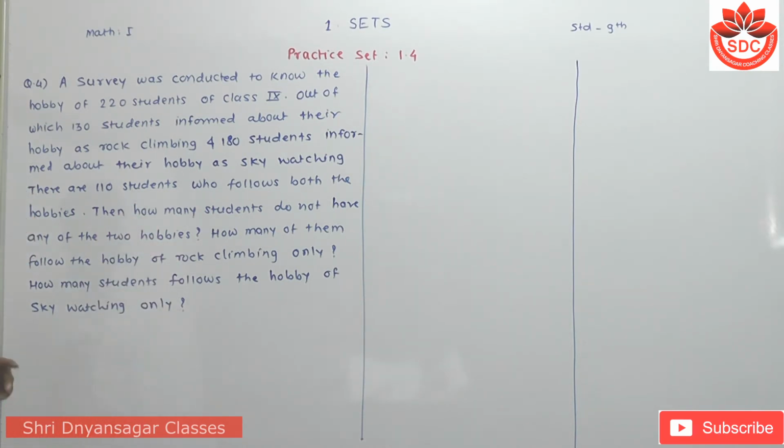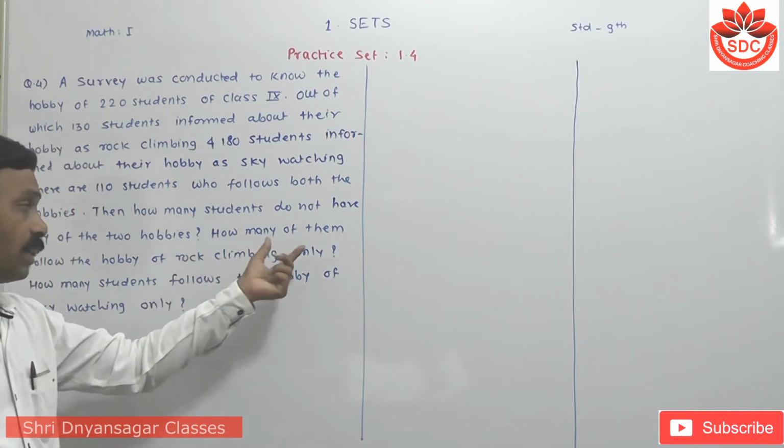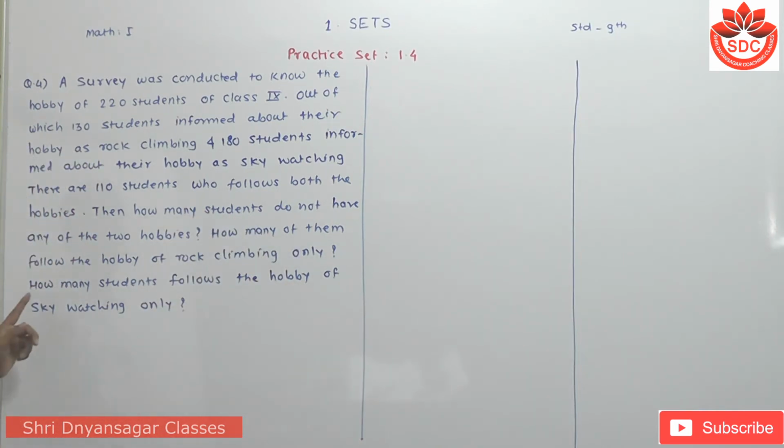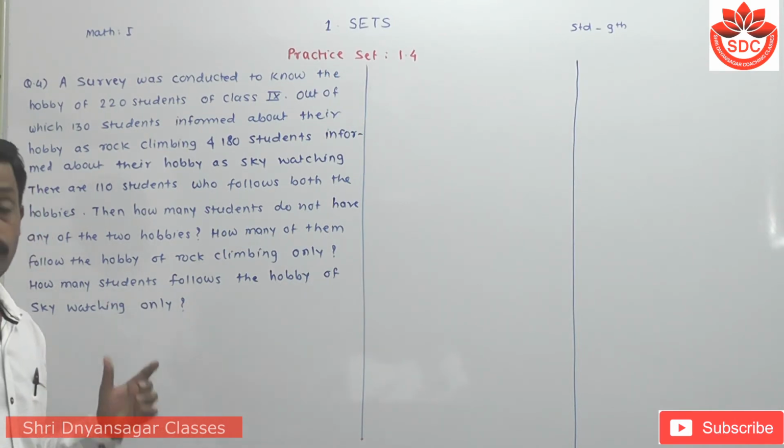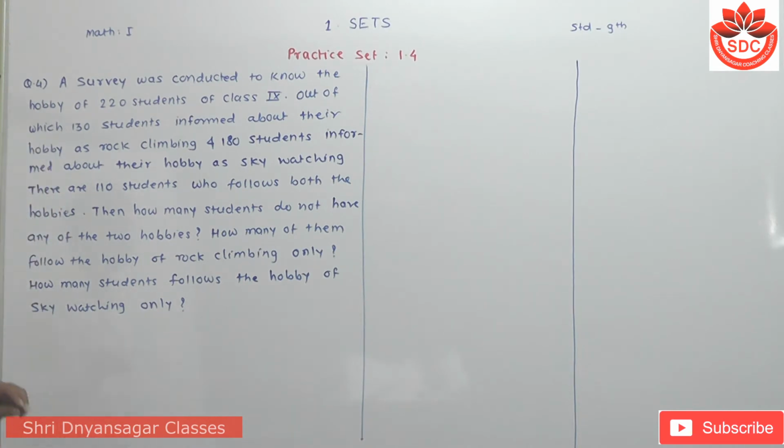How many of them follow the hobby of rock climbing only? जे rock climbing असणारे किती विद्यार्थी फक्त? And how many students follow the hobby of sky watching only? म्हणजे sky watching असणारे किती विद्यार्थी? Students, look carefully. First, I have to take the sets R and S for rock climbing and sky watching. Okay. Now here I will write the answer of this question.